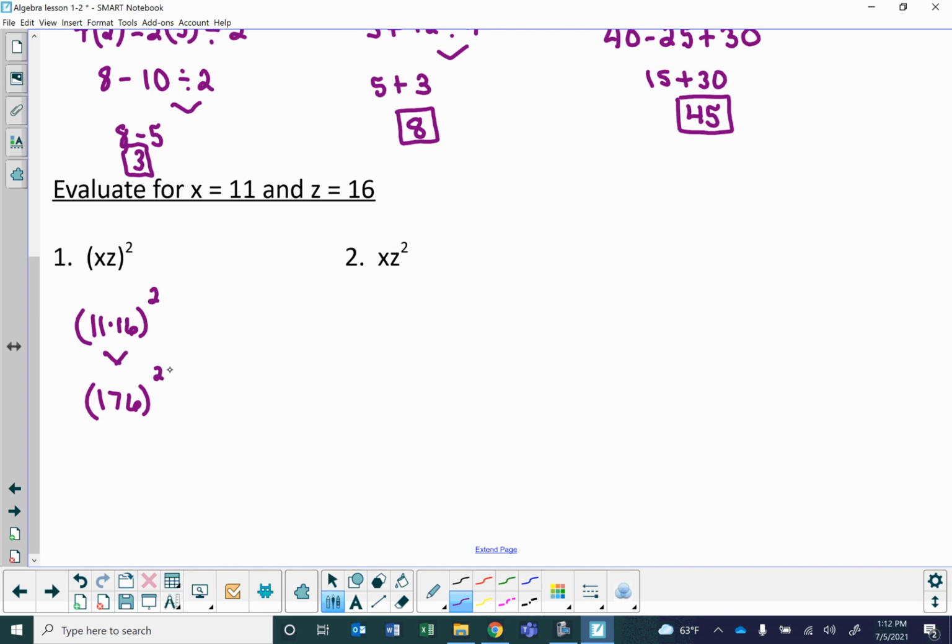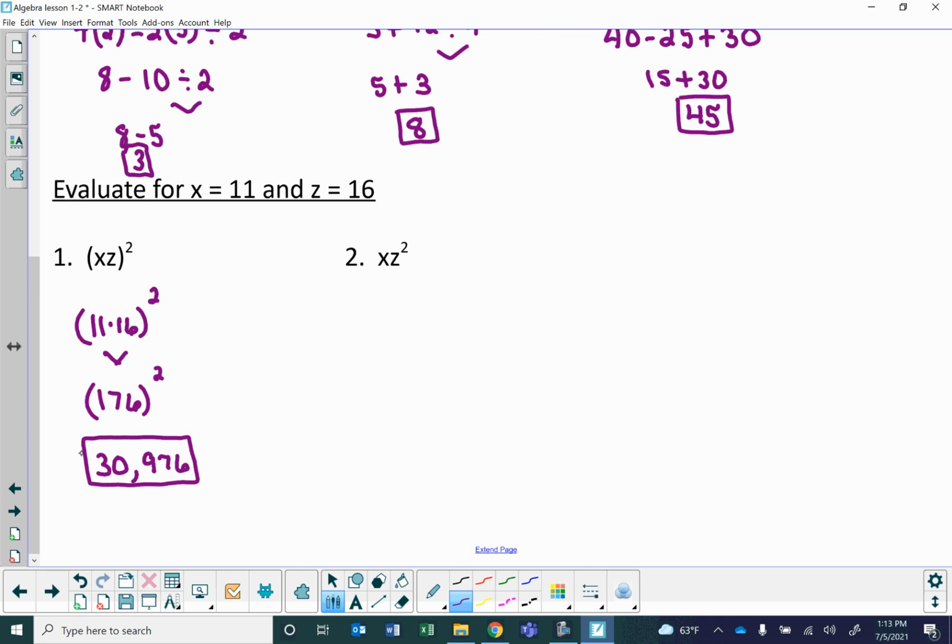So 176 times 176. I am going to use my calculator on this. I could do it by hand, but I'm going to use my tools that I have. And that ends up to be 30,976. So there we go.